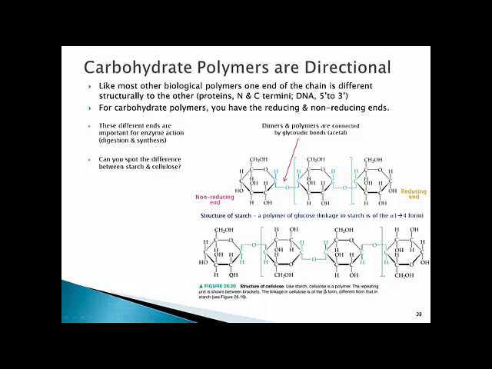Here in cellulose we have a different linkage. We have the anomeric carbon here that is up, so it's a beta linkage, between carbons 1 and 4. This is our non-reducing end, and this is our reducing end.